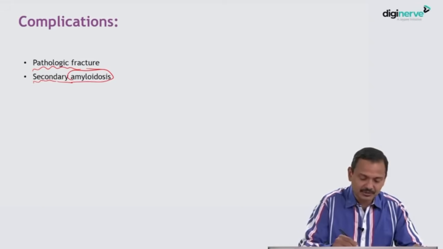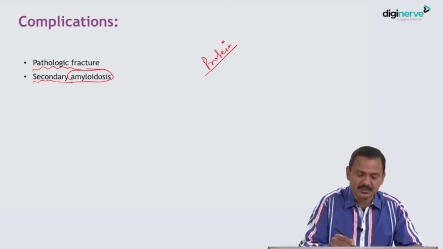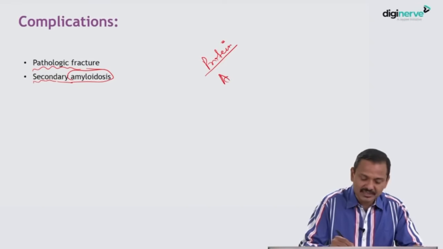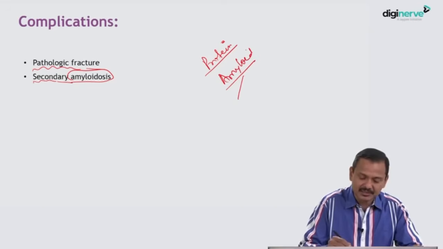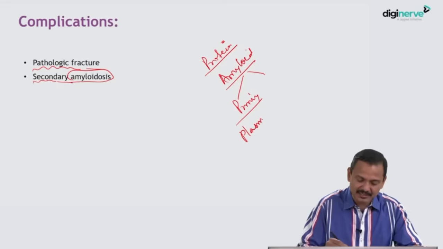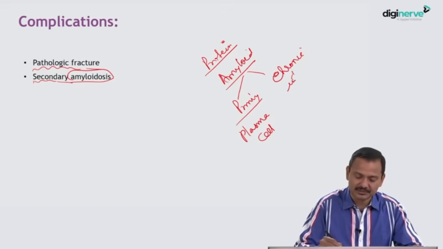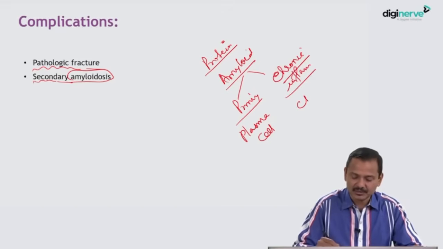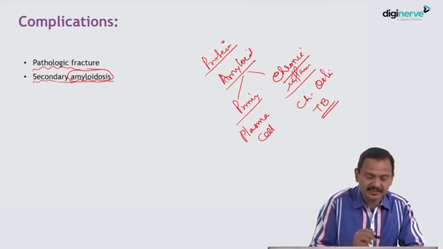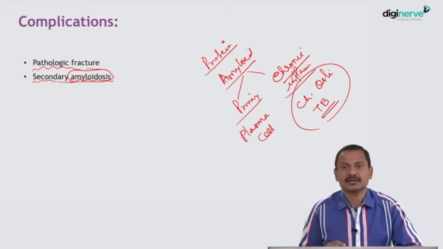Now amyloidosis is an extracellular deposition of a special type of protein, that will be discussed in a subsequent chapter, but we know amyloidosis can be of two types, that is primary or secondary. Primary is mostly because of plasma cell dyscrasia, whereas secondary is because of chronic inflammation. Now the chronic inflammation can be chronic osteomyelitis or a chronic granulomatous lesion like tuberculosis. So what we can find is secondary amyloidosis because of chronic osteomyelitis or tuberculosis.